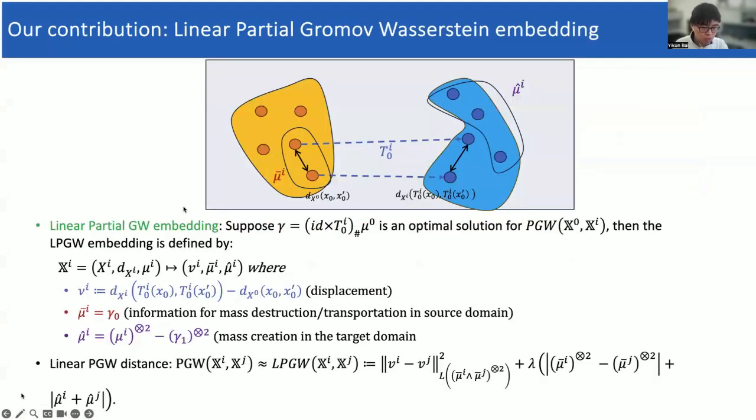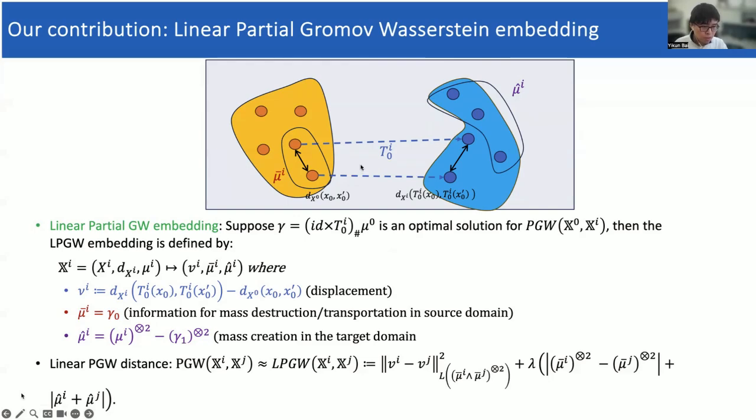Our contribution is that we extend the above formulation to the partial GW setting. I explained partial GW in another video. In one sentence, it is an unbalanced extension of the classical GW problem. In the new setting, some part of the mass, for example here, we select and transport to match the target, but some part of the mass in the source domain will not be transported, and some part of the target domain will not be matched. So this part will be destroyed, and this part will be created.